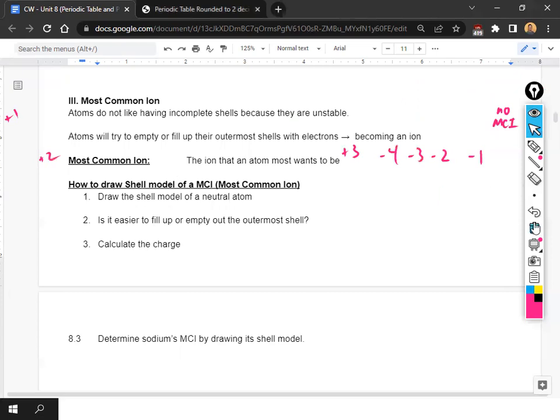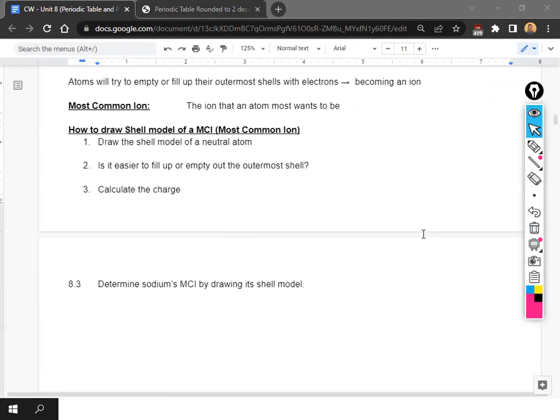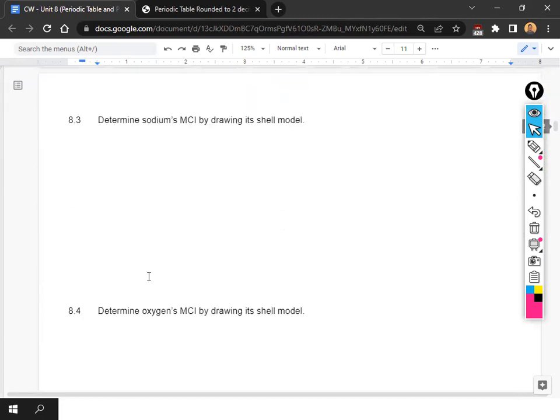Okay. All right. So in order to do that, we're going to be taking a look at shell models. And so the easiest way to draw the shell model of an MCI, we're not going to do many problems with this just because it's kind of redundant. But the way that we want to figure out what the most common ion is, we're going to draw the shell model of the neutral atom, figure out if it's easier to fill up the outside shell or empty it, and then we're going to calculate the charge. Okay, so we'll do sodium together, and then I'll have you guys try oxygen on your own, and then after that, we'll move on. I don't want to spend too much time on this.